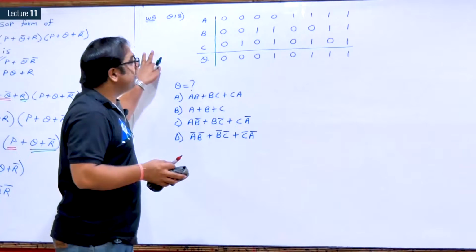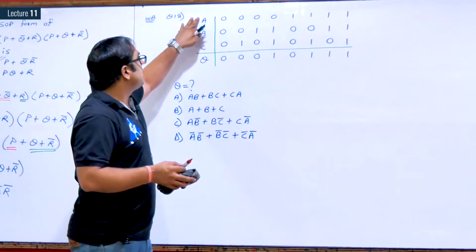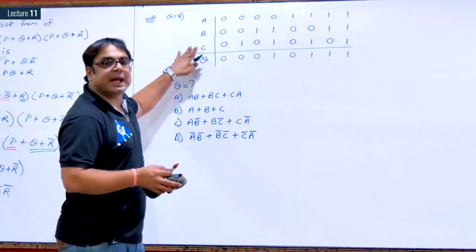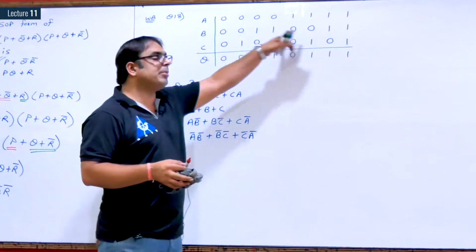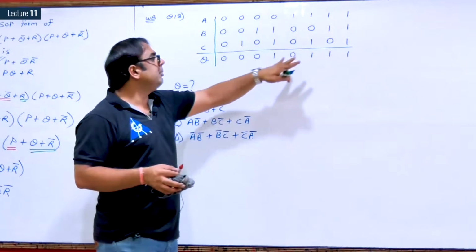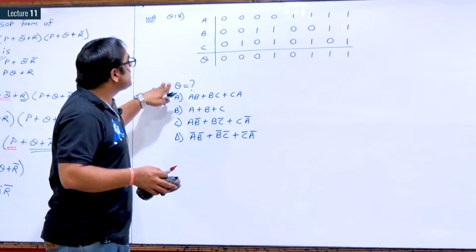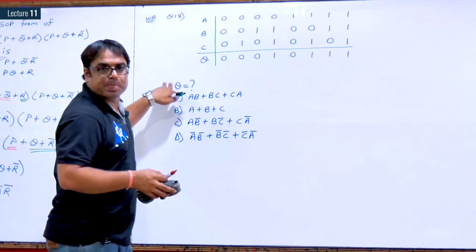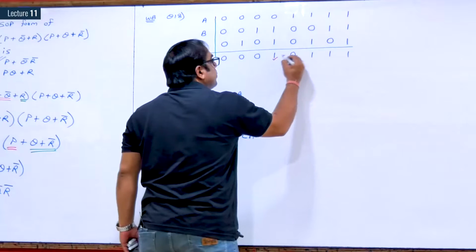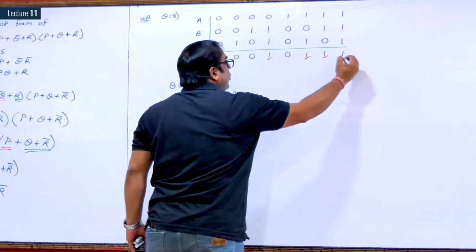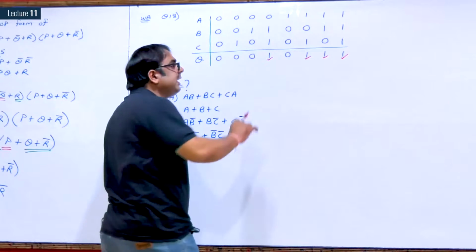Question number 18 of your workbook. This table is given with three variables A, B and C, 8 combinations, and for all the 8 combinations output Q is given. You have to find the minimized expression for Q. So, let us try it. If I go in SOP format, I will target all the ones.